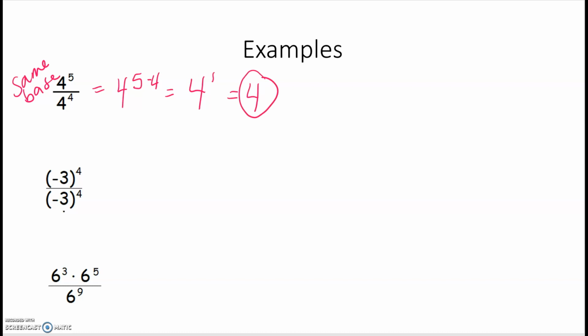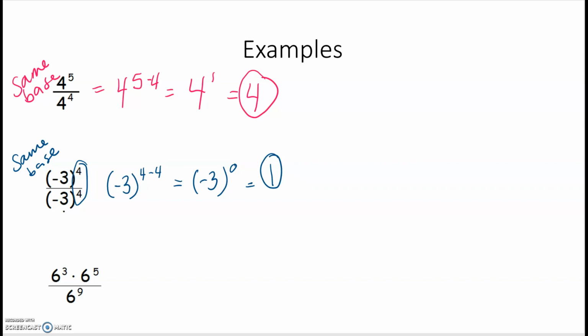Okay, my second one, again, I've got a same base. So I know this is really like negative 3 to the 4 minus 4 power. Notice I'm subtracting those exponents. And I'm thinking 4 minus 4 is 0. And anything to the 0 power is 1. So my answer for that one is 1.